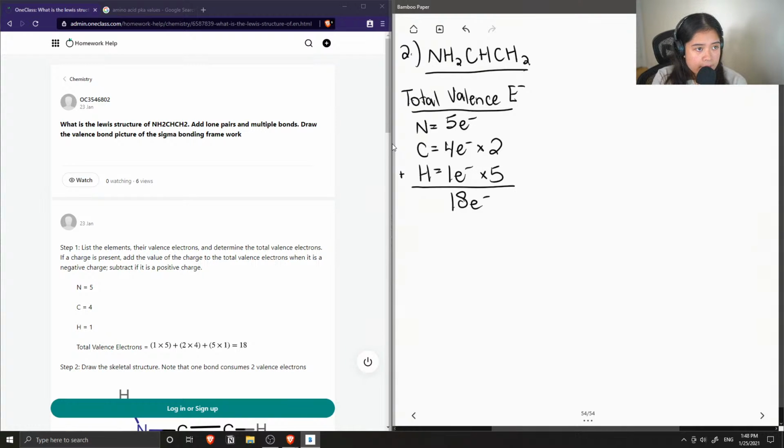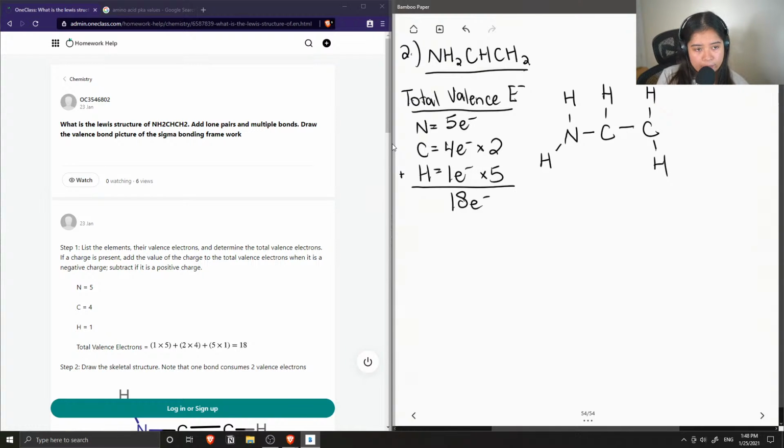So now let's start off by writing the Lewis structure. We kind of get a hint of what it might look like because of the way the formula is written down. We have a nitrogen with 2 hydrogens bonded to a carbon with 1 hydrogen bonded to another carbon that has 2 hydrogens.